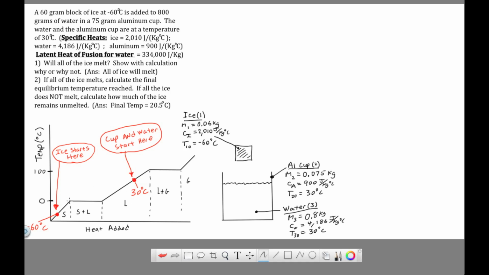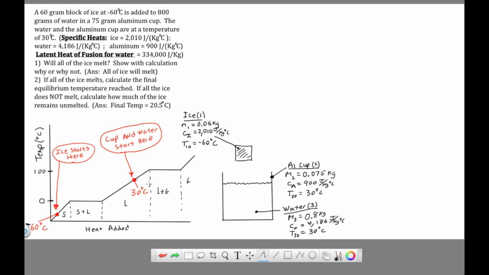So what I've done here is I've labeled on this graph where the ice starts. The ice is starting at negative 60. It's a negative right there. The starting temperature of the ice is negative 60. The cup and the water are starting at 30, which really should be down here, but I put it up higher just so I have some room here. So that dot is not completely accurate. 30 would be down here a little more, but we'll just say 30 is right there.